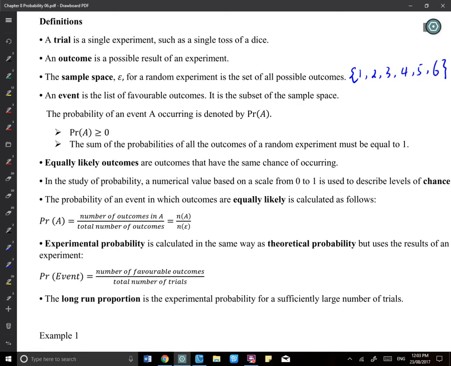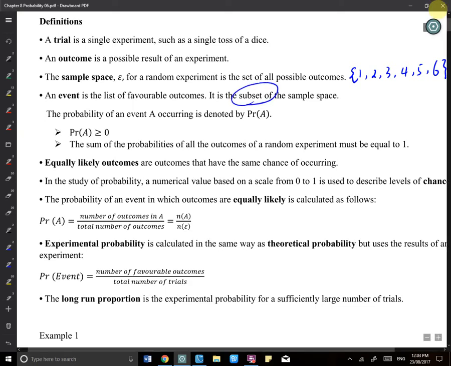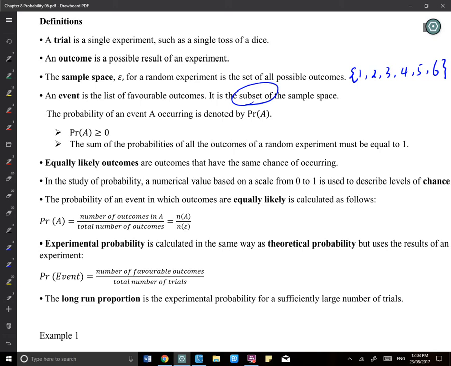An event is the list of the favorable outcomes. It is the subset of the sample space. The event is what I'm interested in, what I want to observe. For example, I throw the dice and I want to see an even number. Then this event is 2, 4, and 6, which is a subset of the total sample space. So the event is what you're trying to observe and record. That's called an event.